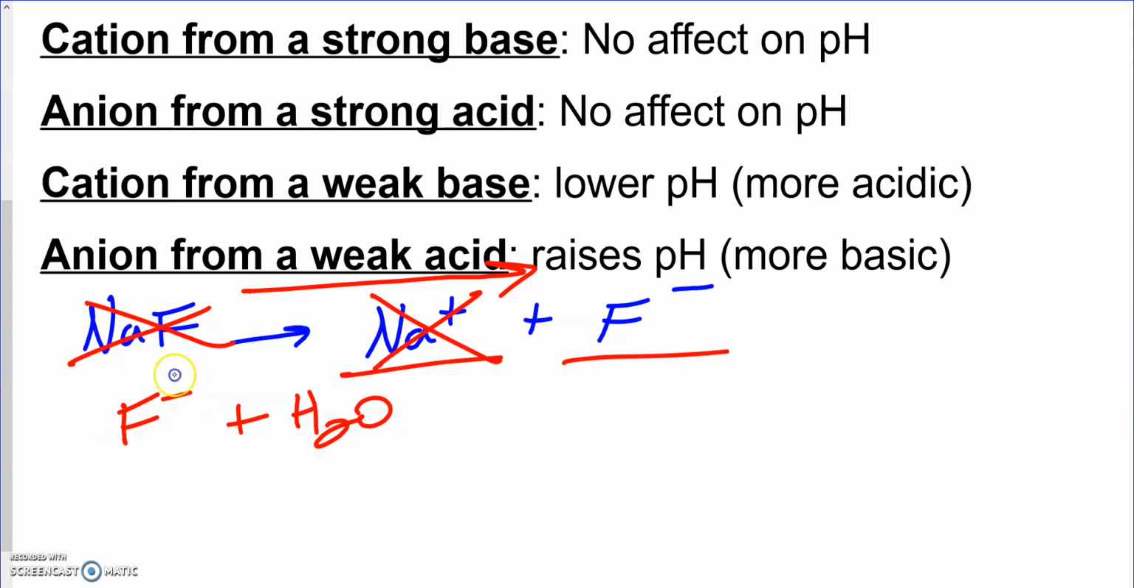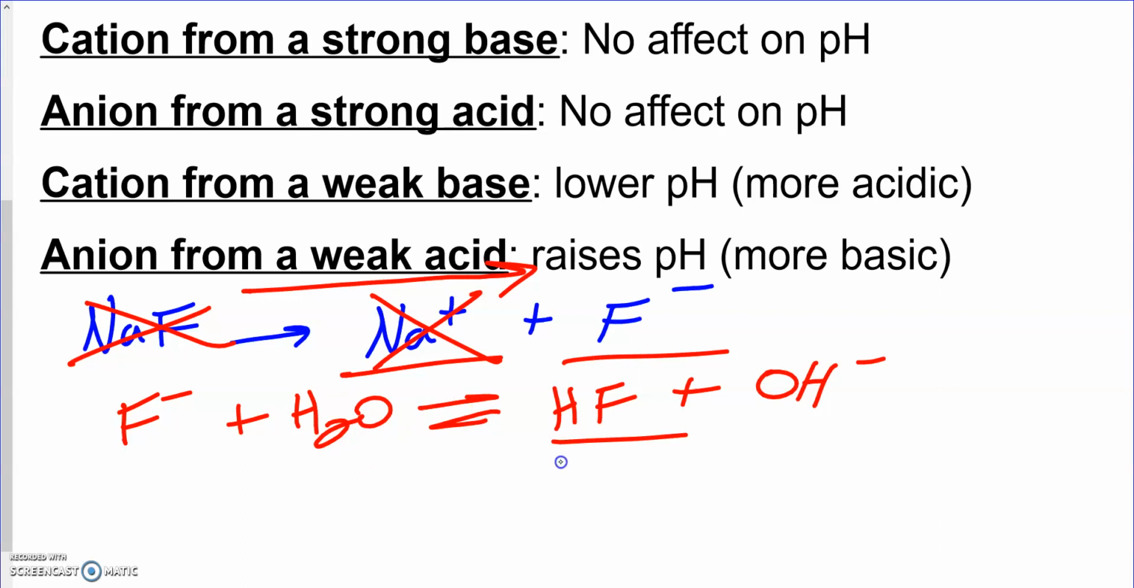So what happens here? This negative is going to steal a hydrogen from water, forming HF and hydroxide ions, what's left over. So now the question is, will HF form in solution? Can it form in solution? And the answer is yes.